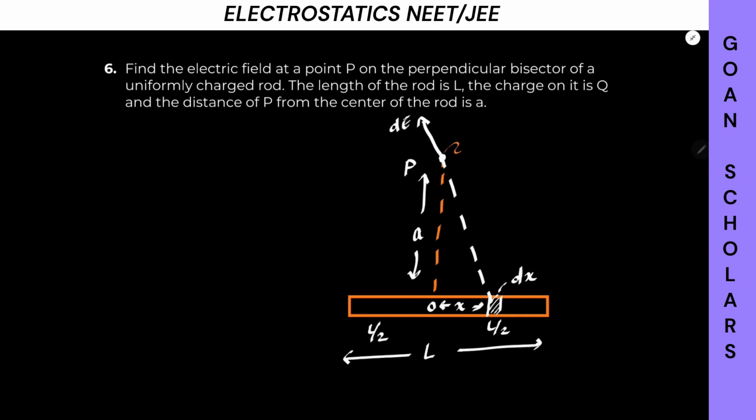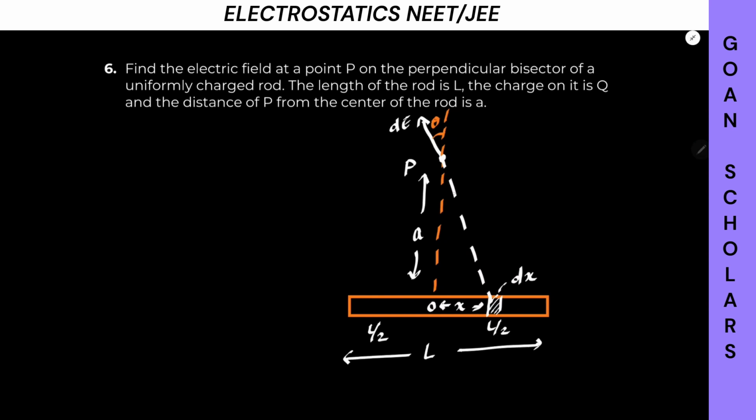If we elongate this side, this will make an angle theta here, correct? And what will be the component of dE along this line? It will be dE cos theta, right? So this is our figure. Let me repeat the whole figure again. We have a rod here with all positive charge all over it.